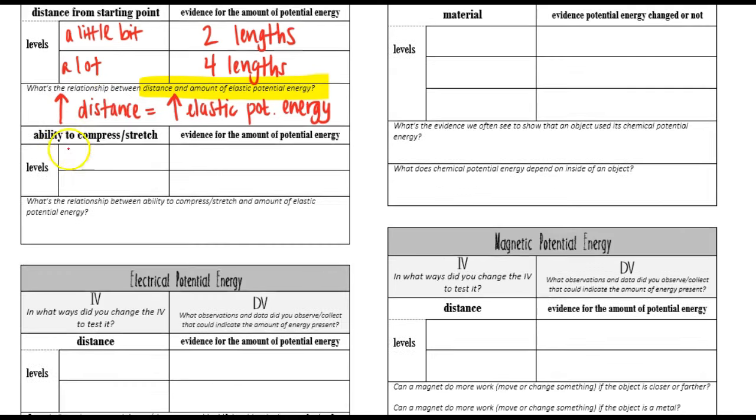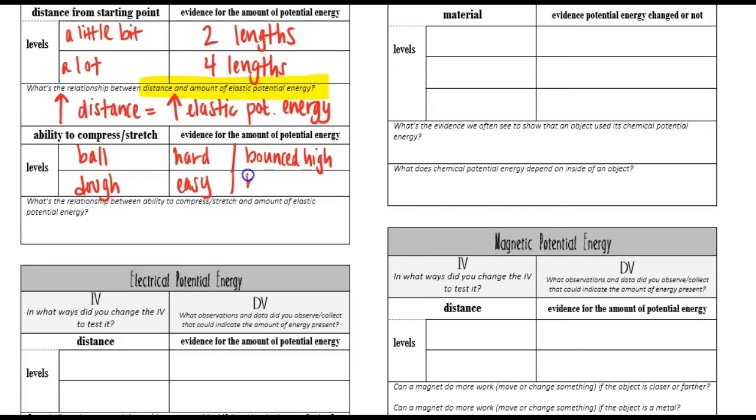Okay, next is the ability to compress or stretch. We had a racquetball and we had the Play-Doh. For the evidence, you could have squished both, and this was hard to squish, and this was easy to squish. But aside from that, we also could have dropped them to see them bounce. And we saw that this one, the racquetball, bounced really high.